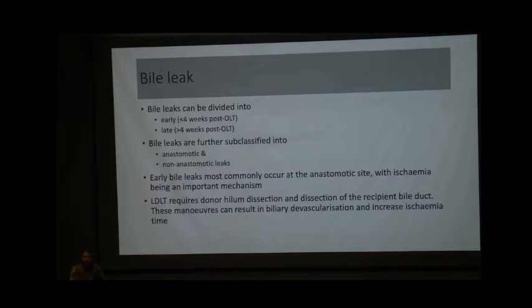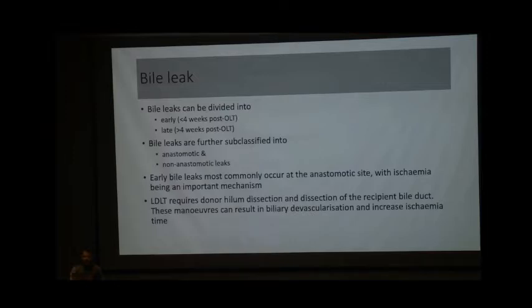So bile leak, I'll start with bile leak, and it can be divided into 2, that is early and late. In fact, all the complications are divided into early and late. Whichever happens within 4 weeks of transplant is labeled as early, and which happens after 4 weeks of transplant is labeled as a late leak or a stricture. And bile leaks can be further subclassified as anastomotic or non-anastomotic. It may be from the cut surface or it may be from the anastomotic site.